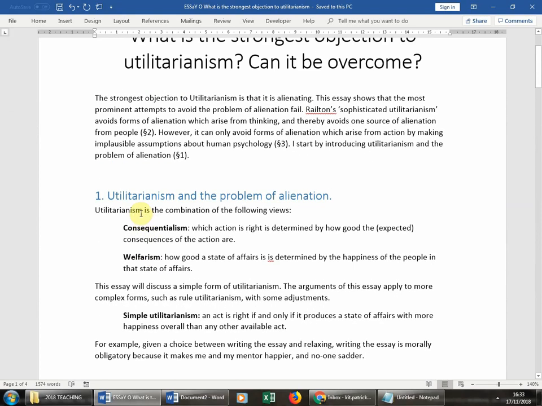Very helpful. You don't need to put subheadings in, but you need to be easily able to put subheadings in. It needs to be obvious where the subheadings would go. You want to have very clearly in your mind what part of the essay is doing what job.